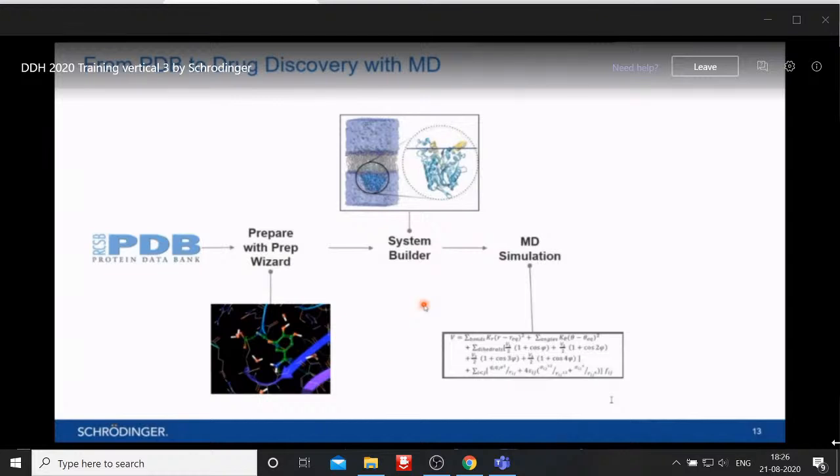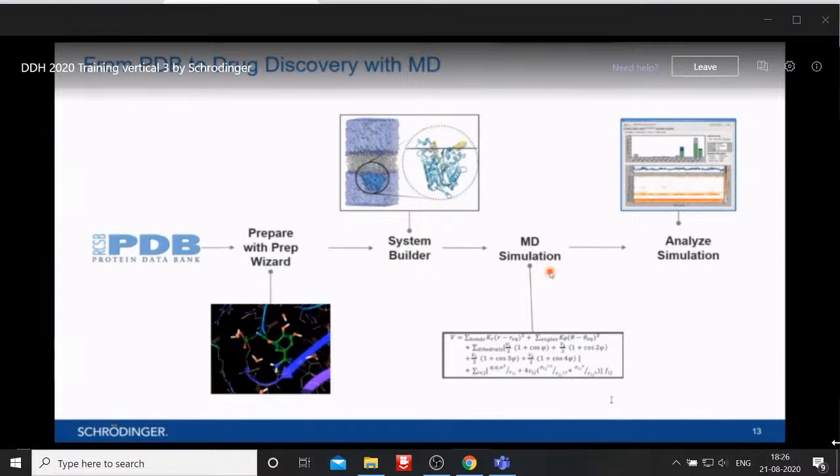Once you have your system built, meaning a solvated system of your protein, or if you are interested in studying a membrane, you can put it in a membrane, solvate it, put in ions, adjust the pH condition, adjust the temperature and everything. Then we need to perform MD simulations based on the force field which you are going to use. In Schrodinger, we are using the OPLS3e force field. Once you perform MD simulation for, let's say, the nanosecond range, you need to analyze that MD simulation data.